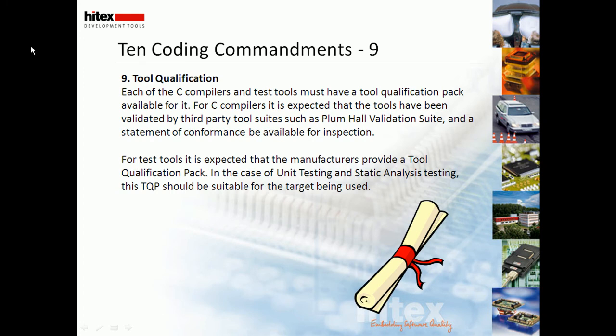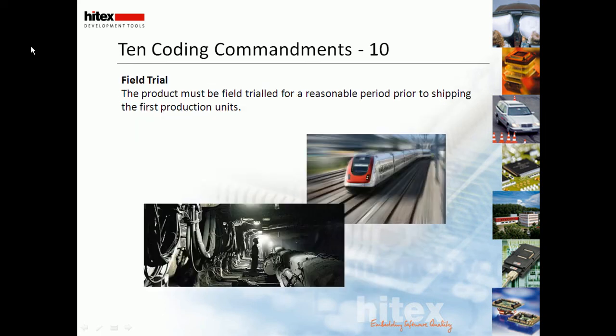Tool qualification. Each of the C compilers and test tools must have a tool qualification pack available for it. For C compilers, it is expected that the tools have been validated by a third-party tool suite, such as a Plum Hall validation suite, and a statement of conformance be available for inspection. For test tools, it is expected that the manufacturers provide a tool qualification pack. In the case of unit testing and static analysis testing, this TQP should be suitable for the embedded target microcontroller that is being used. And the final one, Coding Commandment number 10, the product must be field trialed for a reasonable period prior to shipping the first production units.